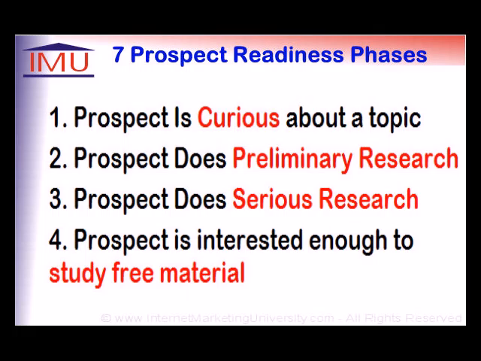So the second phase is that the prospect does preliminary research. They might have been curious about a topic. Somehow they found a page, whether it was accidental or not, but they were curious, so they read the page, they liked what they saw. Well, now they're going to go do some preliminary research. Again, they might progress through all these phases within a few minutes. It can happen really fast. They could be curious about your website by clicking on an ad, and they can go through all these websites.